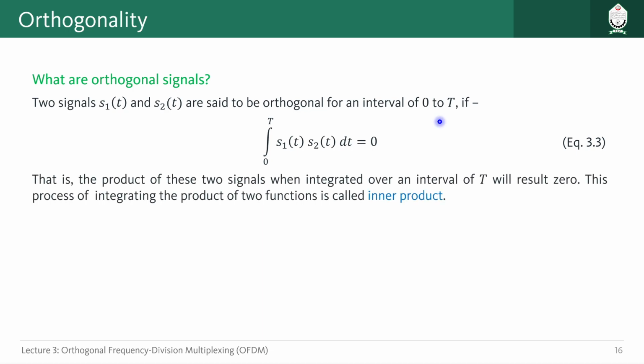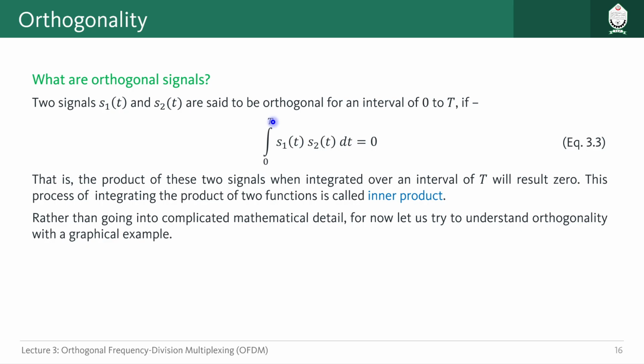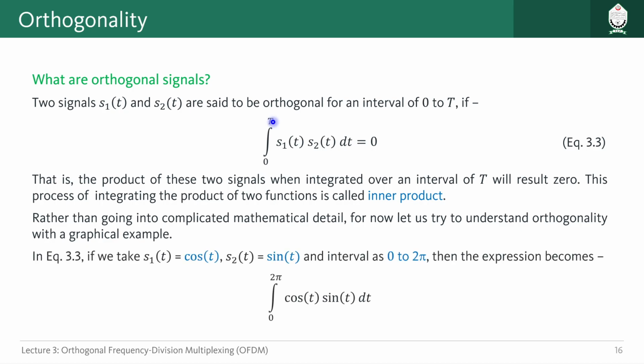Now this process, the multiplication of these two signals then integrated over a duration, is called the inner product. So we have taken the inner product of S1 with S2 for a duration of 0 up to T, right? Now we can go into further complicated mathematical detail, but I think a better approach would be to understand how orthogonality works with a graphical example. For example, we take S1(t) as cos t and S2(t) as sin t, and let's take the interval as 0 up to 2 pi. Then our expression will become like this, right?